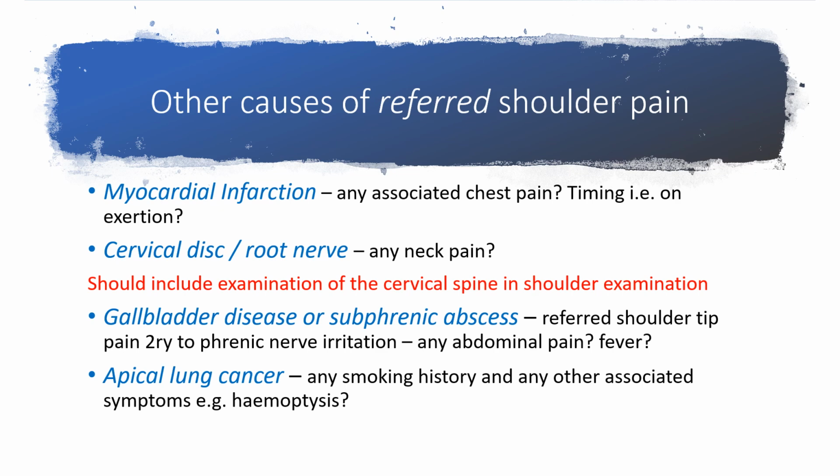Remember the phrenic nerve that comes from the diaphragm going up to the shoulder. So anything that excites the phrenic nerve, either it be gallbladder disease or a subphrenic abscess, the patient could be experiencing shoulder tip pain, and that's secondary to phrenic nerve irritation. So again, you may want to ask questions about if you've got any abdominal pain, any fever, any nausea, vomiting when you eat fatty foods, for example. So you just want to check for that.